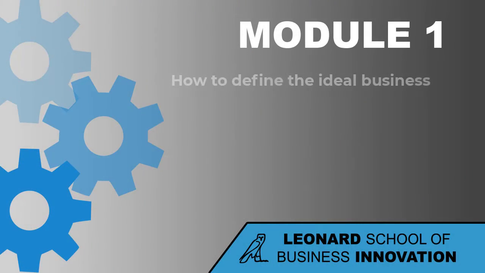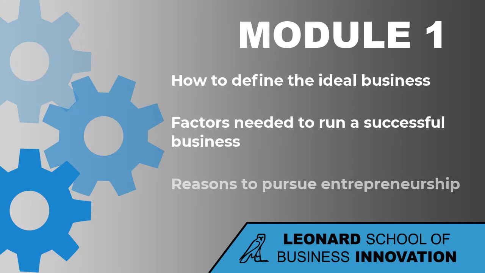We have 4 succinct modules, and I heard about those attention spans that some of us have, so I'm keeping things as short as possible. By the end of this free online course, you will learn the following. In Module 1, we're going to explore what it means to be a successful business. We're also going to talk about factors needed to run a successful business, and then reasons one might pursue entrepreneurship.